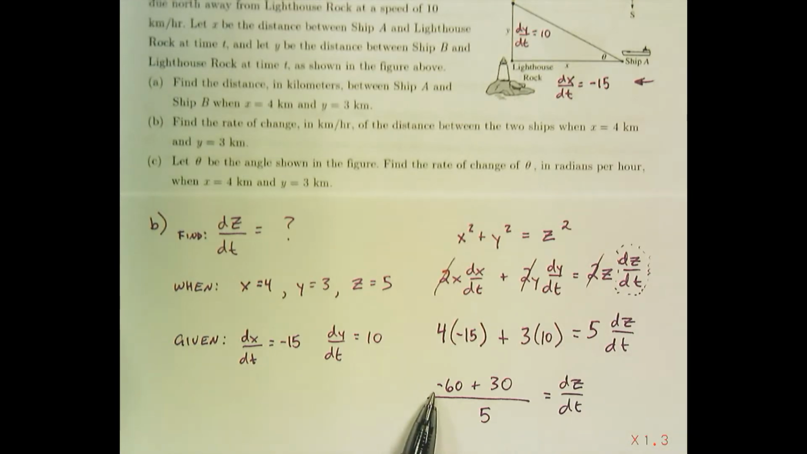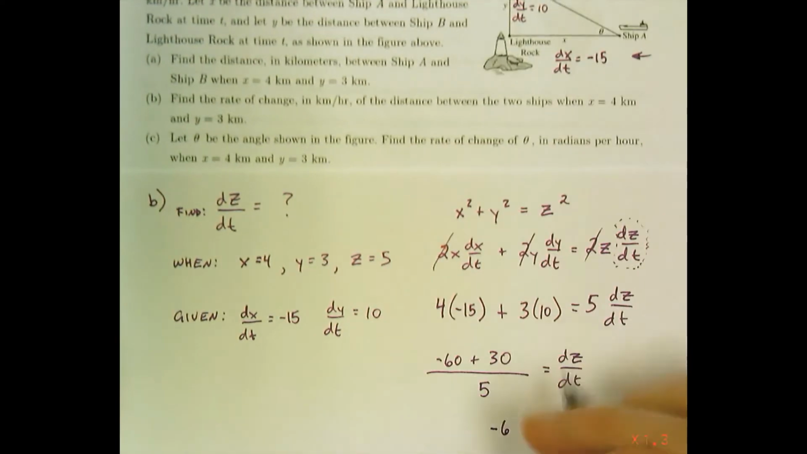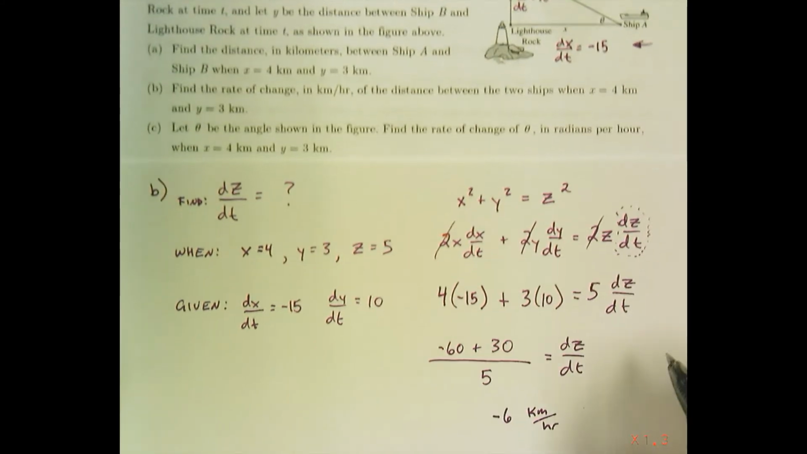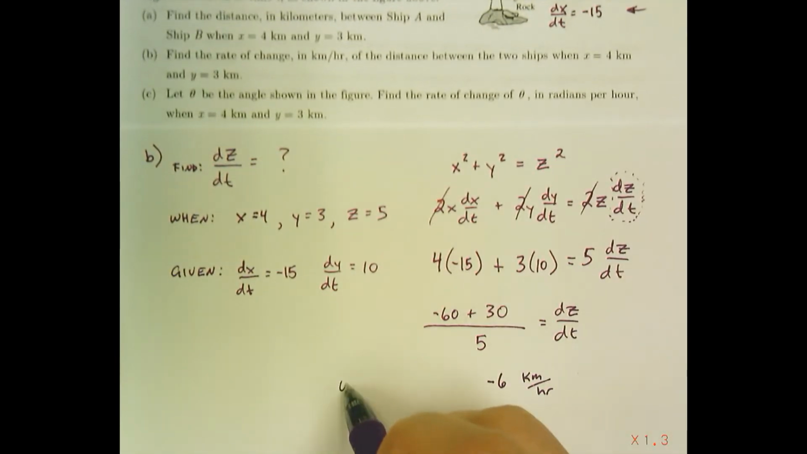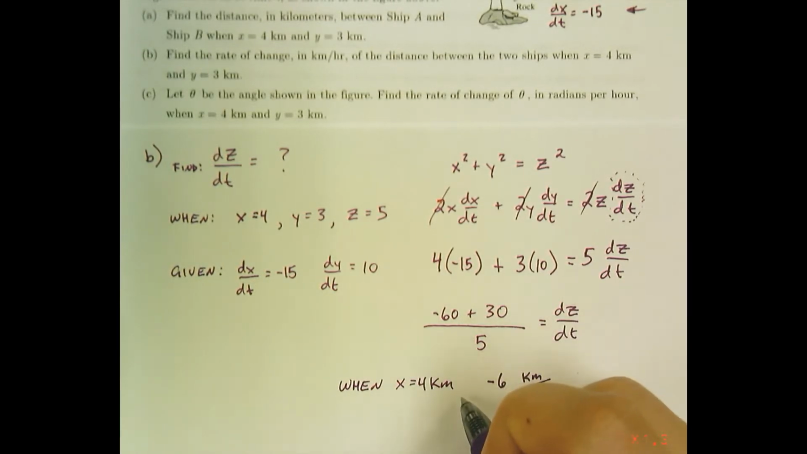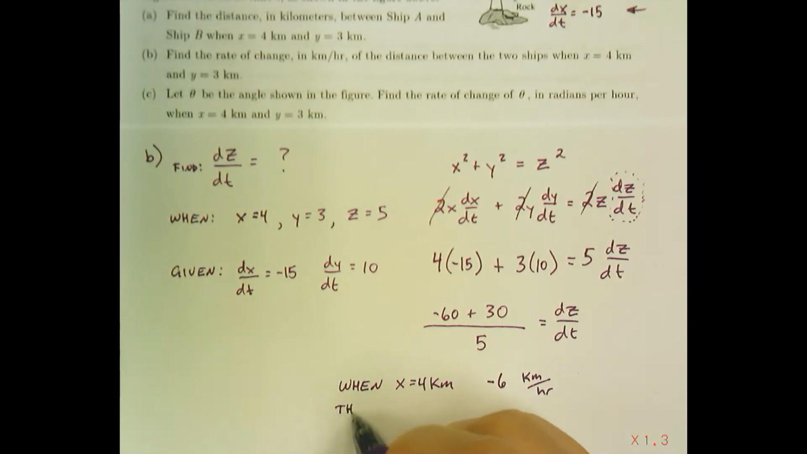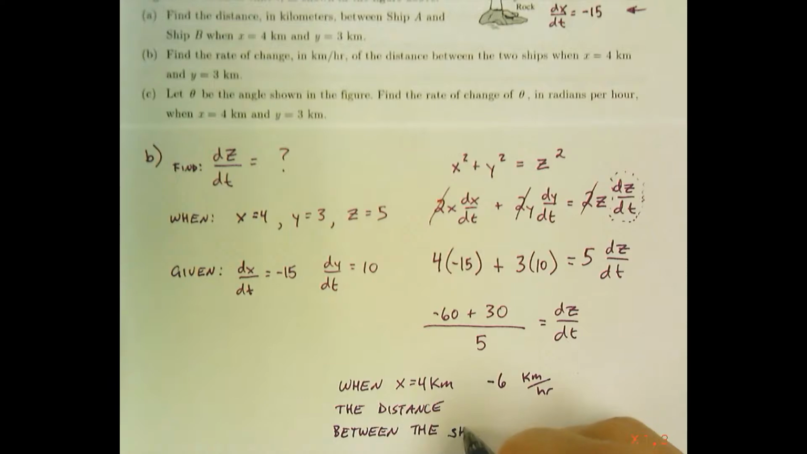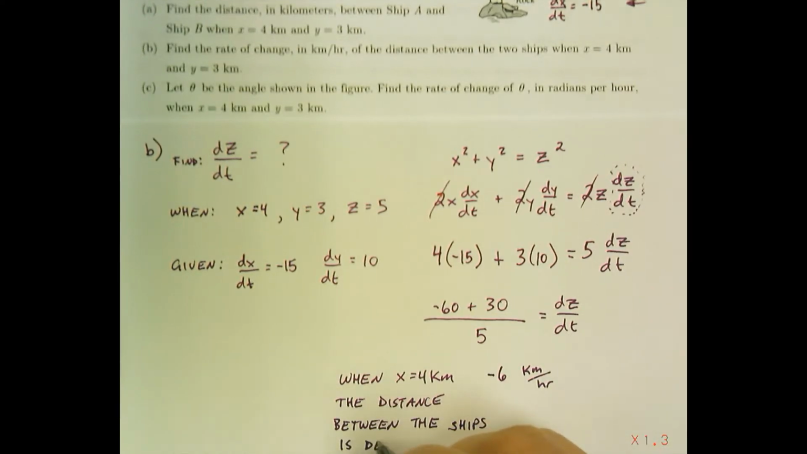And this is negative 30 over 5. So negative 6 kilometers per hour is the rate of change at the time. So writing that in a nice sentence, when x equals 4 kilometers, the distance between the ships is decreasing by 6 kilometers per hour.